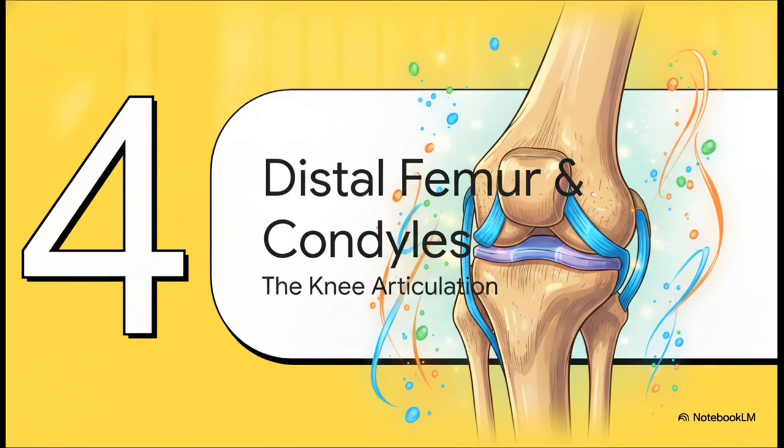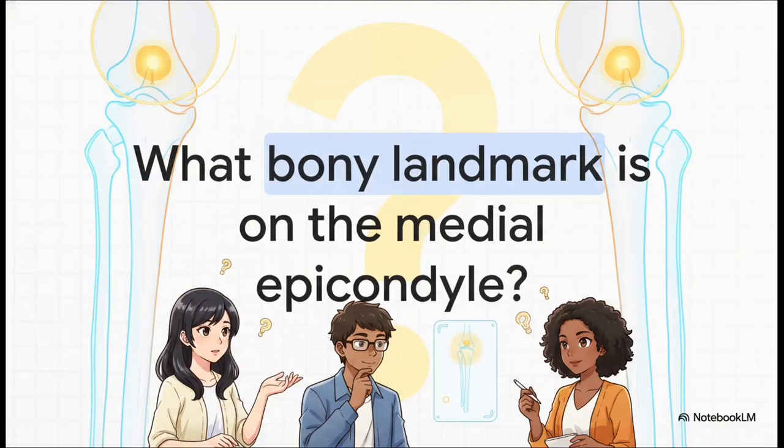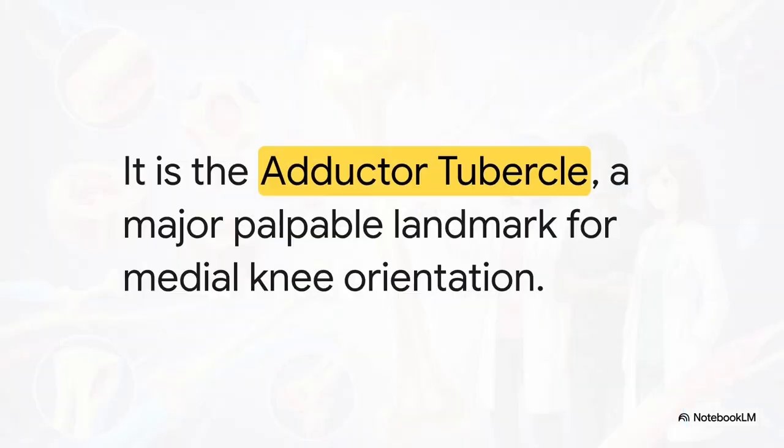This is where the femur prepares to articulate with the tibia to form the knee joint. This next one is an incredibly common examination question regarding the distal features. Picture the medial epicondyle in your mind's eye. There's a very specific raised bony landmark sitting right there. Do you know its name? Yep, it is the adductor tubercle.